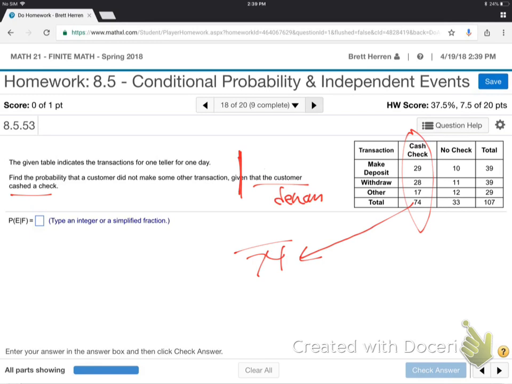Did not make some other transaction. What does this mean? Let's make sure it makes sense. 29 people cashed a check and made a deposit. 28 people cashed a check and made a withdrawal. 17 people cashed a check and made some other transaction. 74 people total cashed a check. So they're saying the customer did not make some other transaction. They're not one of these 17. So it's the other two groups, the 29 plus the 28. Whatever that is, 57 out of 74. Is that okay? Are we happy?